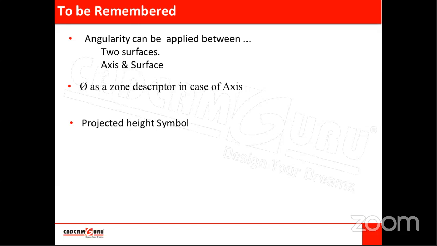Till now we have finished 7 characteristics. Okay, 8 I think. Position already finished. So how many remaining? 5 or 6. 6 characteristics are remaining: runout, 2 runouts, 2 profiles, and symmetry and concentricity. So we'll try to finish all these 6 characteristics tomorrow. Okay, very simple characteristics. Only 10-15 minutes required for each characteristic.